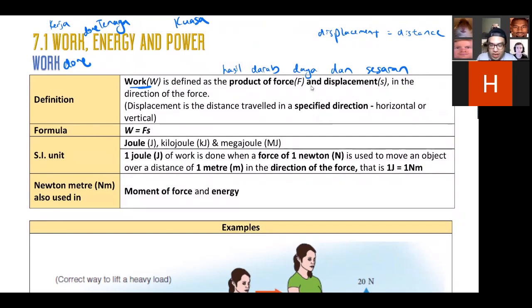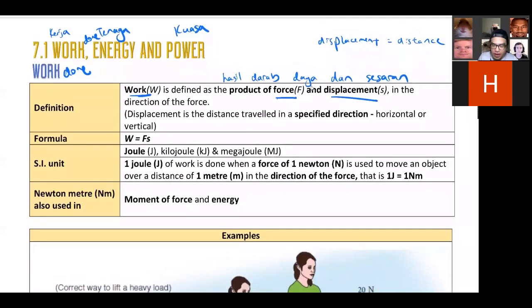So product of force and displacement, which means you times force and displacement. How much force you are using and how far you are using it, you times them together, you get work done, or work. And then there's one more point here, in the direction of the force. This is quite important. Your force and your displacement must be in the same direction. If I'm pushing front but I'm moving backward, although it doesn't make much sense, that is not the work done. I want the same direction. I'm pushing forward, and then my object is moving forward, same direction. That's the meaning of work done.